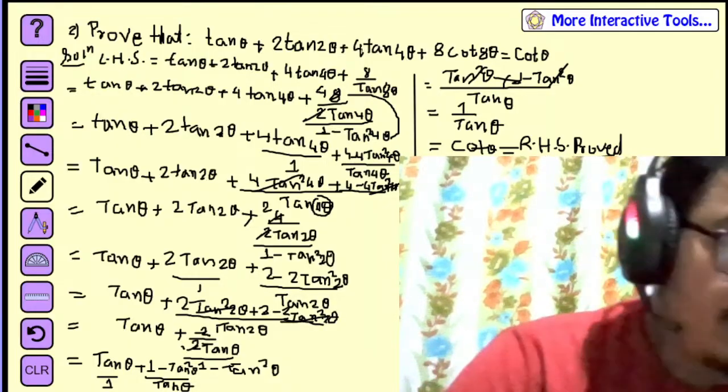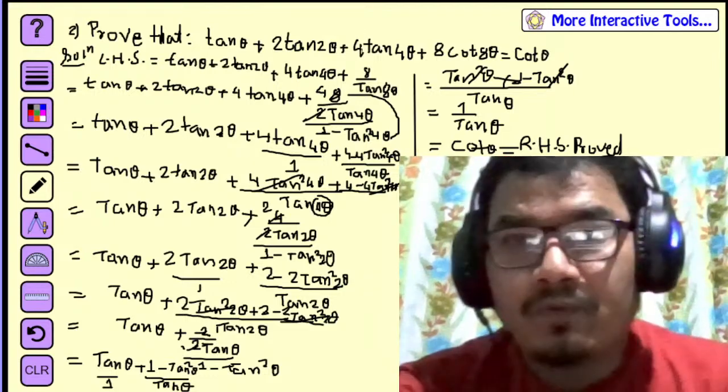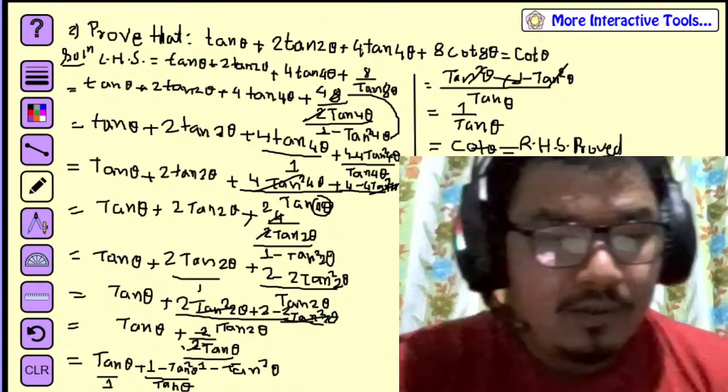Like this question, if it is to prove, we have to solve like this. From right to left, we have to go. And now look here.